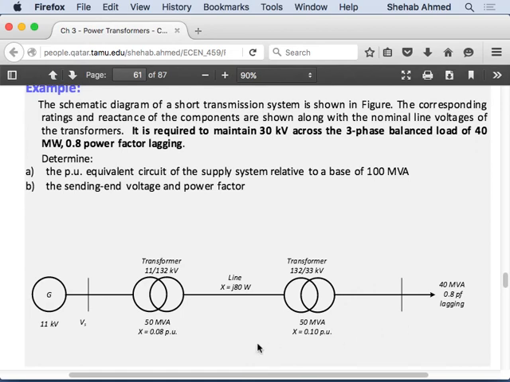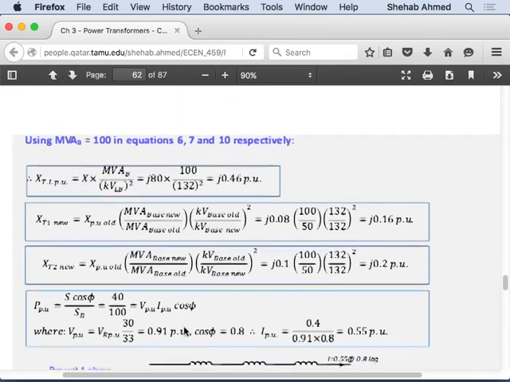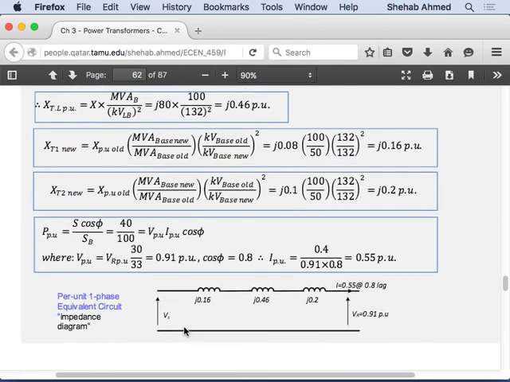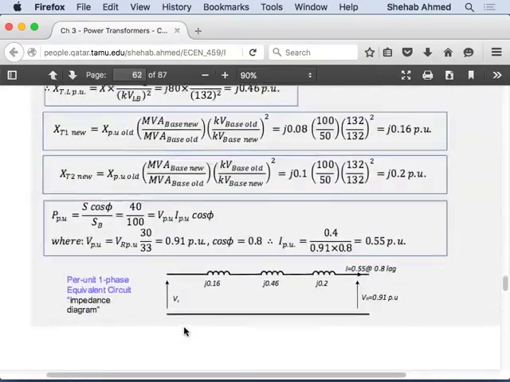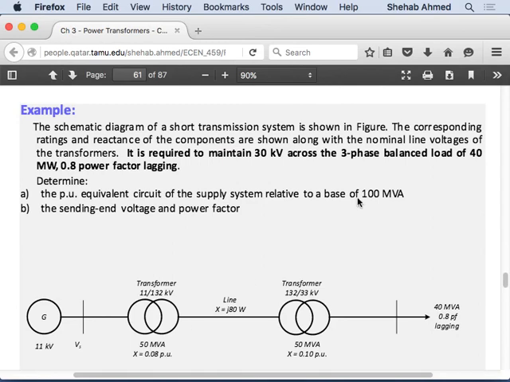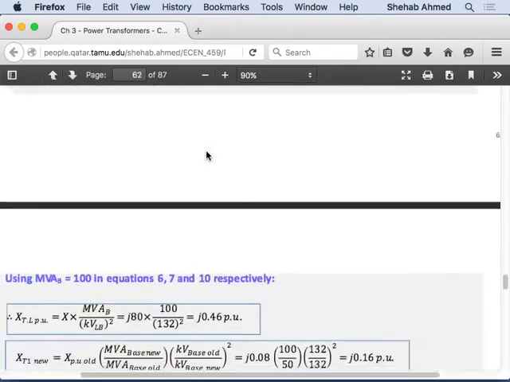And then you have to choose the bases in the other zones, maintaining the ratio of bases equal to the ratio of the transformer terminal voltages, right? But I don't know which one they chose. Let's see what they chose. Okay, let's see.